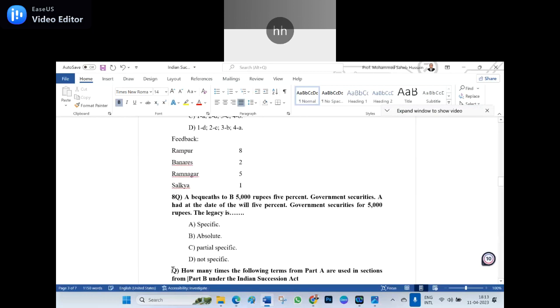A bequeaths to B 5,000 rupees of 5% government securities. A had, at the date of the will, 5% government securities for 5,000 rupees. The legacy is: A, specific; B, absolute; C, partial specific; D, not specific.